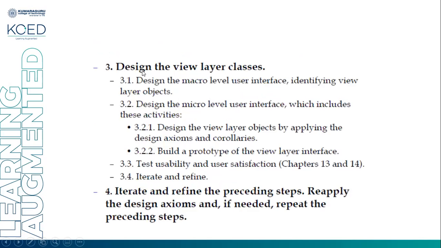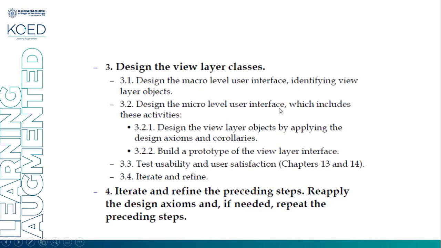The next step is to design the view layer classes. The view layer is the layer that contains a set of objects responsible for the user interface. It contains two types of activities. One is designing the macro level user interface, identifying the view layer objects. The second is designing the micro level user interface. We are going to discuss in detail the view layer, the macro level and micro level user interface.